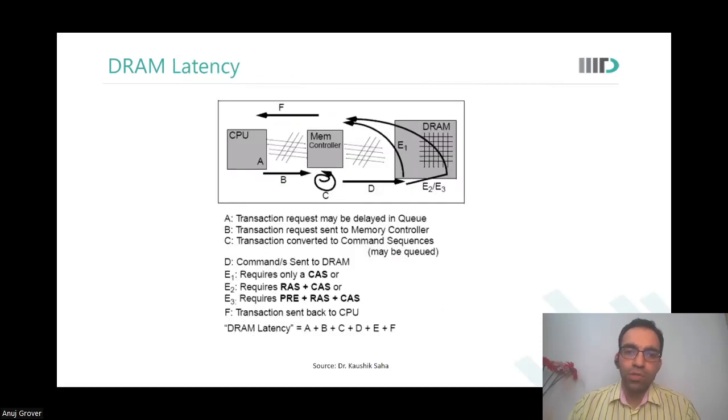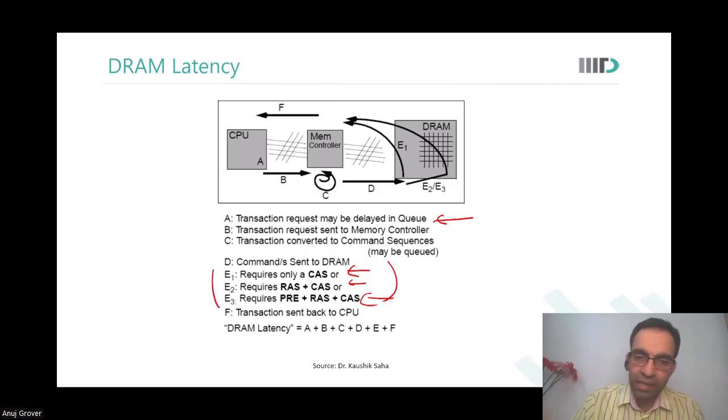Okay. So in terms of latency, how much time it actually takes from the CPU, you will see that depending on what operation we are talking about, whether only CAS, column address strobe, is required, or row address strobe and column address strobe both are required, or you need to access two different rows, therefore pre-charge is also required. Based on that, E1, E2 or E3 will be used, but in reality, there will be lots of delays. First you put the transaction request into the queue, then it goes to the memory controller, then to the command sequencer, then the command is sent to the DRAM, then DRAM takes its own sweet time, the ones that we talked about, and then all this information is sent back to the CPU.